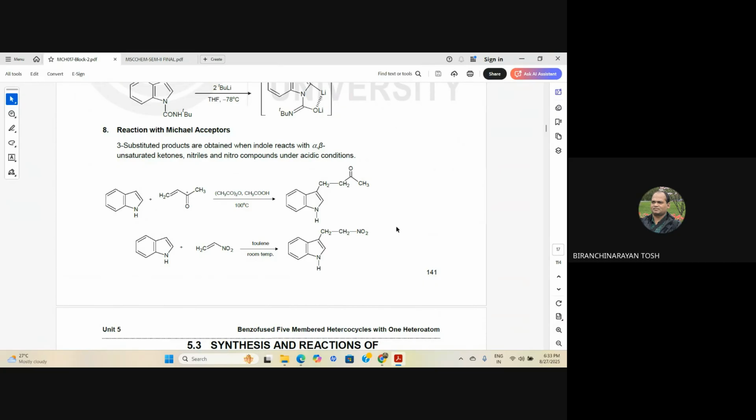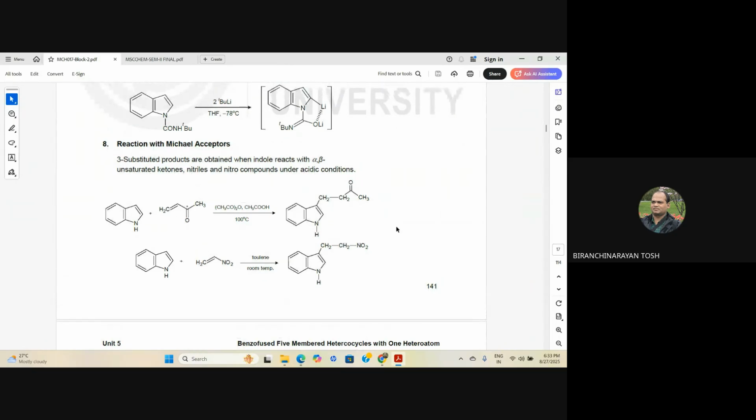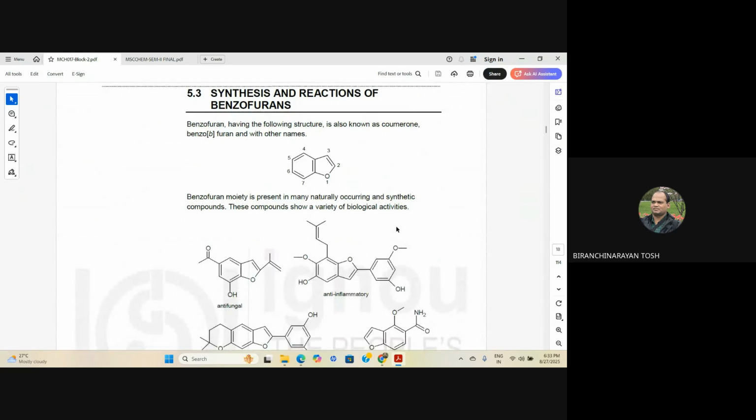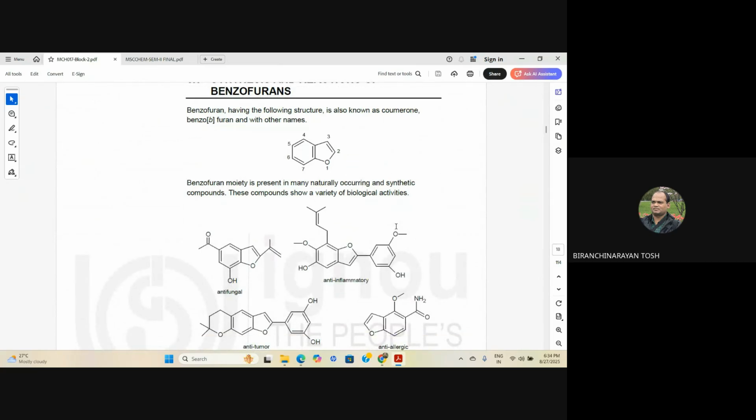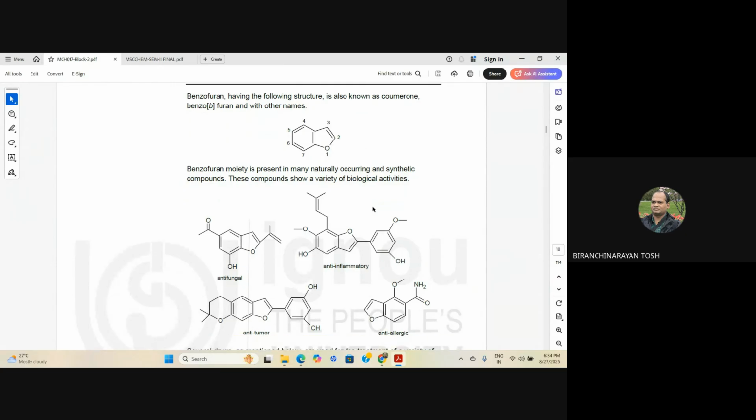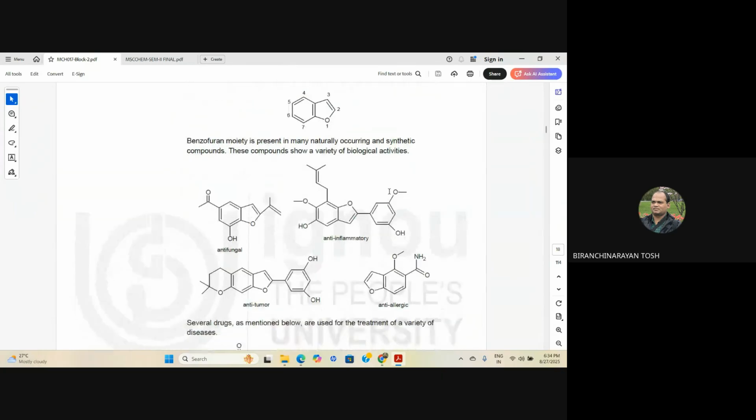So this is all about the reaction of indole. Now moving towards benzofuran: synthesis and reactions of benzofuran. So this is the structure of benzofuran. It is also known as benzo[b]furan. In some naturally occurring or synthetic compounds, the benzofuran moiety is also present.